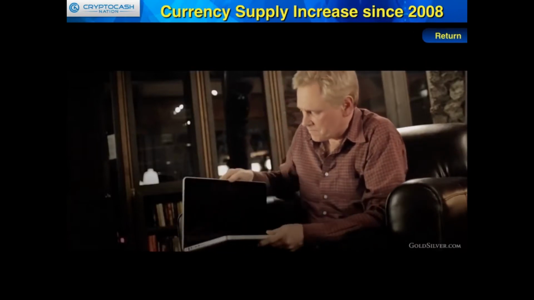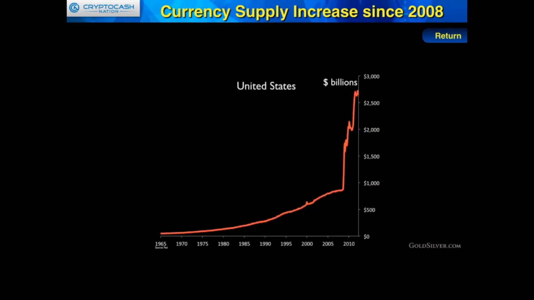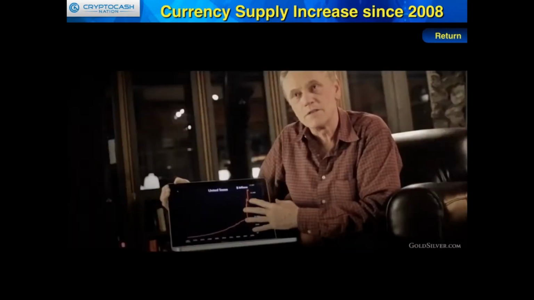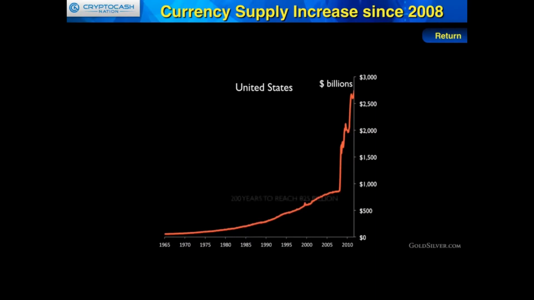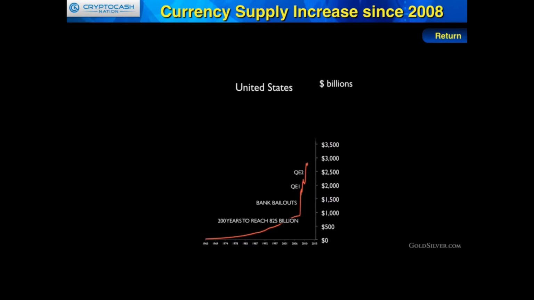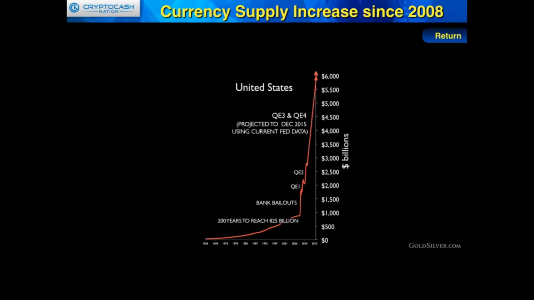This is base currency in the United States. This is the number of paper dollars that exist, basically. It took 200 years to go from no dollars in existence to 825 billion. And then we had the bailouts, and then we had QE1, quantitative easing 1, then QE2, and then we had QE3, and then QE4, and then soon we're going to have QE57 and QE382.